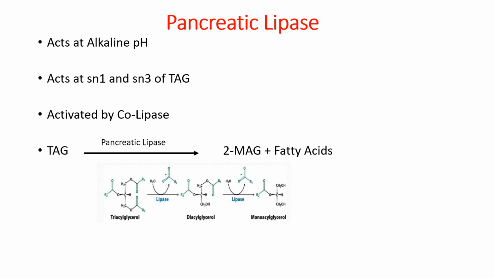The products become 2 monoacyl glycerol, where the acyl group is present at position 2, and 2 molecules of fatty acids are released. One molecule of 2 monoacyl glycerol is produced. So this is how this enzyme acts.